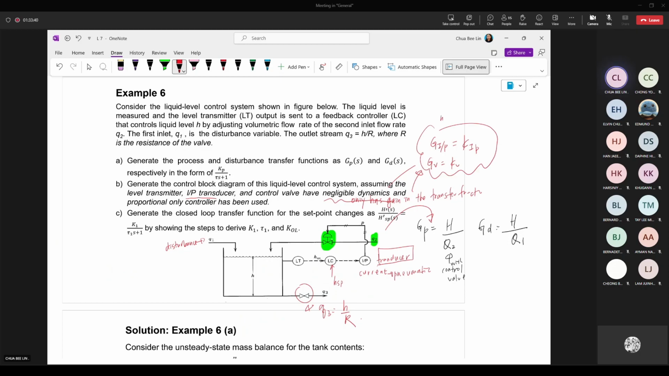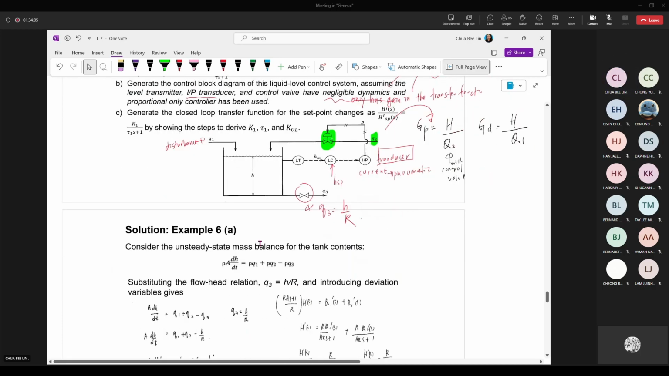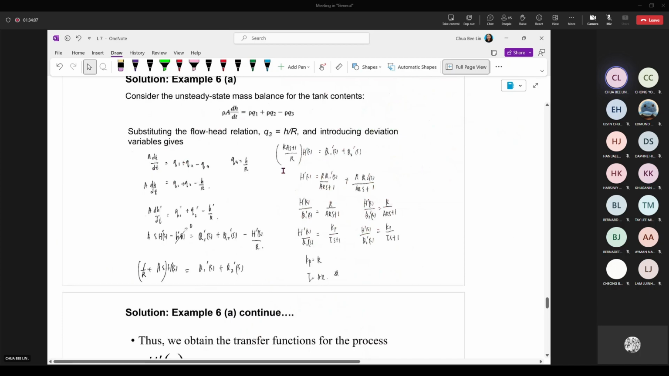Because they say negligible dynamics, it means you only have gain. Only have gain means the transfer function will be just represented using the gain of the transducer and the gain of the valve. So generate a control block diagram, which we have generated just now already. So generate the closed loop transfer function, which you are using. Okay, we go through the steps briefly.